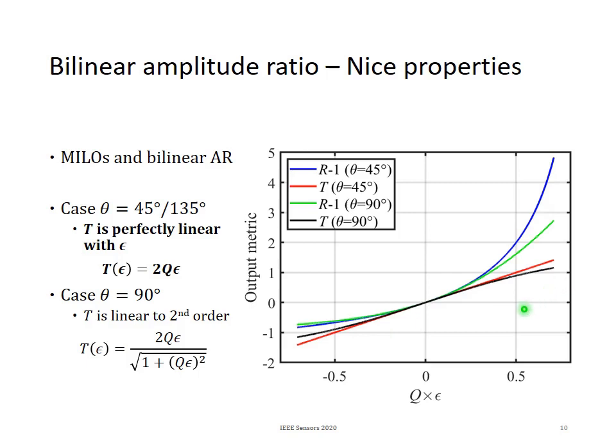In fact, a very remarkable result is that the bilinear amplitude ratio is perfectly linear with epsilon in the case of the MILO architecture with theta equal 45 degrees. So this is the red curve. And in the case of theta equal 90 degrees, the black curve, the bilinear amplitude ratio is only linear to second order, but still much better than the conventional amplitude ratio.